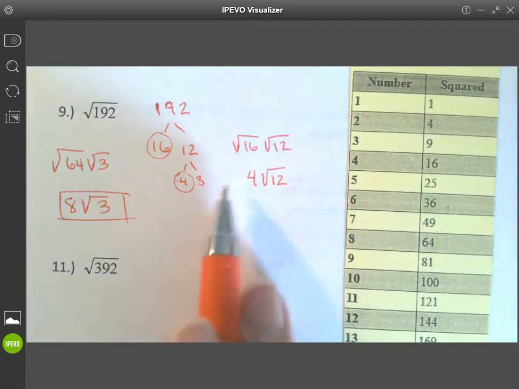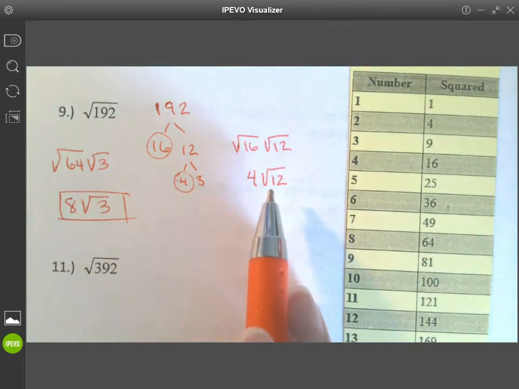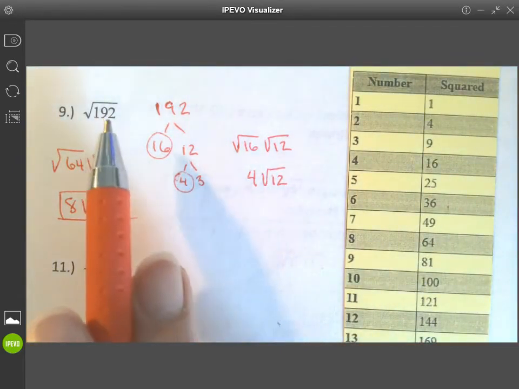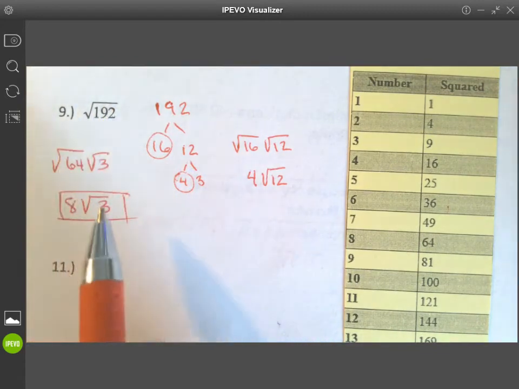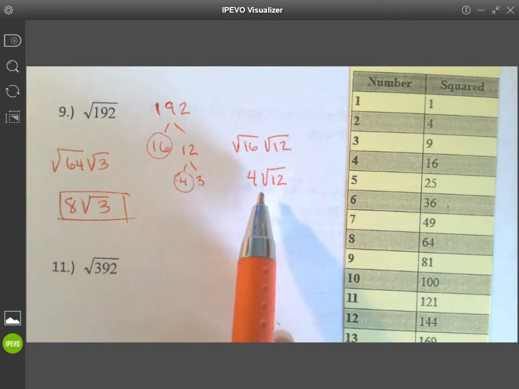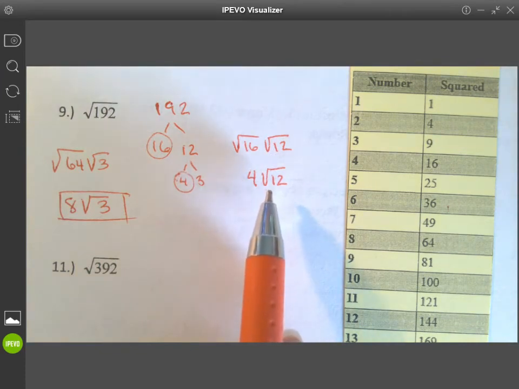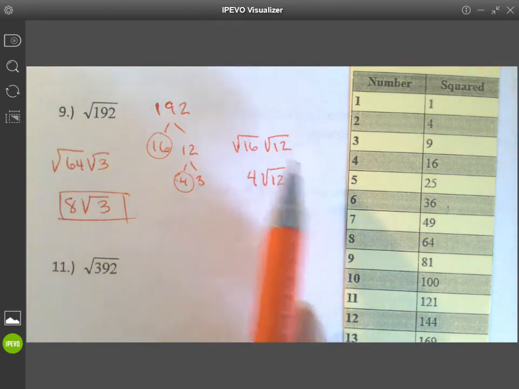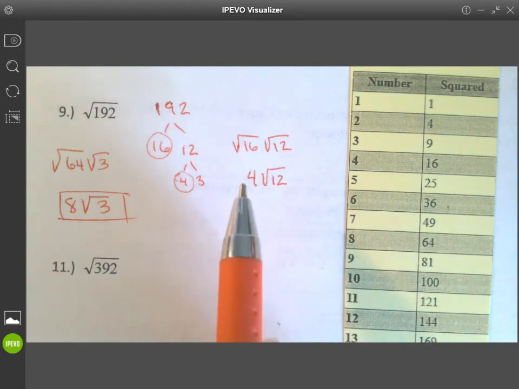Now, 4 square root of 12, that is the same decimal that we would get from the square root of 192. It's the same decimal we get from 8 square root of 3. But the reason it's not going to get you full credit is it's not simplified enough, so you'd have to break the 12 down again, and I like to just do it once.